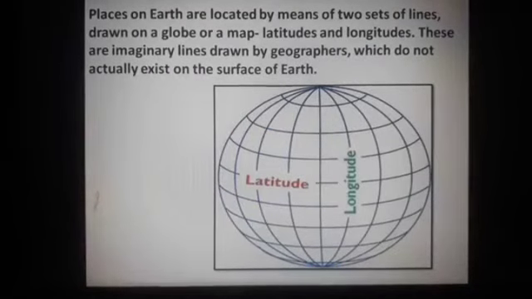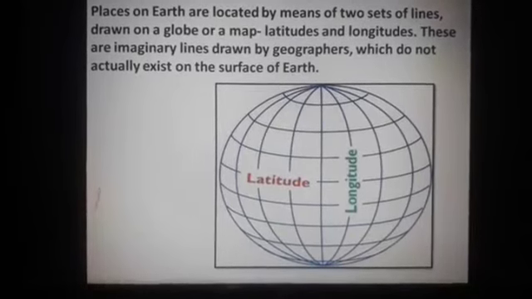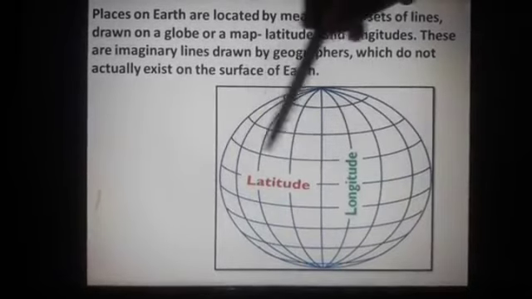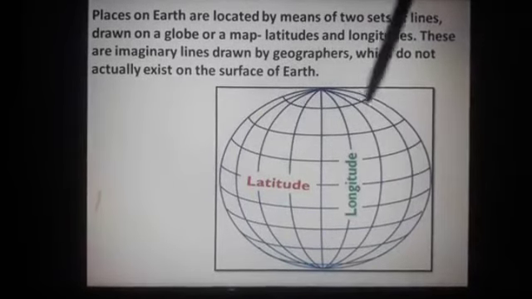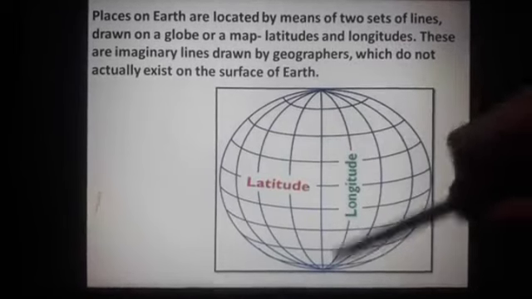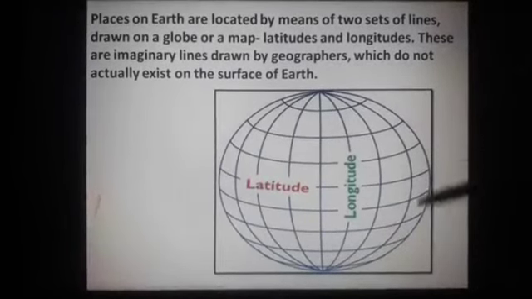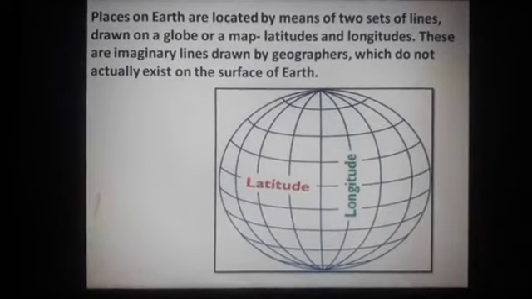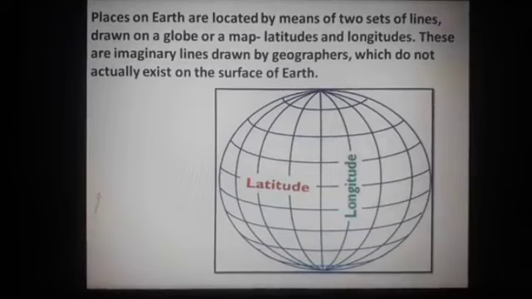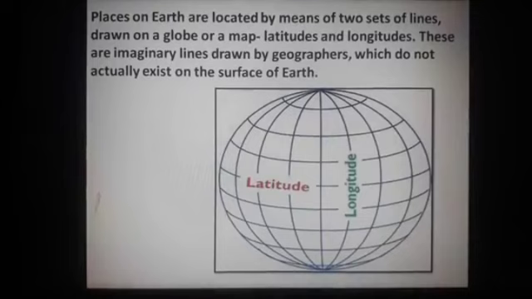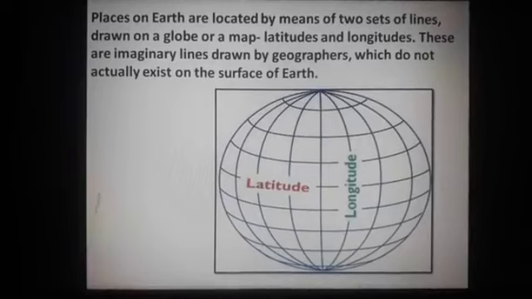So we can see 2 sets of lines drawn on a globe or a map, and they are known as latitudes and longitudes. You can see this type of lines which are going to east and western side, that is known as the latitudes, and the lines which are coming from north to south are known as longitudes. So if you want to locate any place on the Earth, we have 2 sets of lines that are drawn on a globe. But you have to understand that these are imaginary lines drawn by the geographers, which do not actually exist on the surface of the Earth. We are imagining it, right?